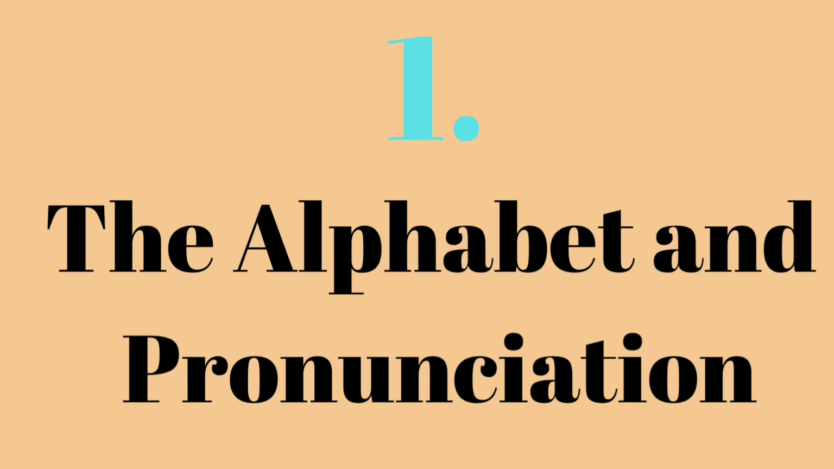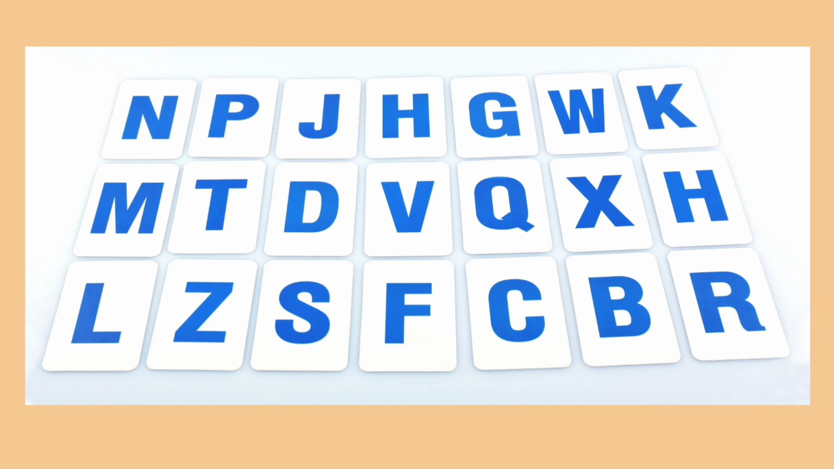First on our list is the alphabet and pronunciation. In English, there are 26 letters that can be grouped in two categories of vowels and consonants, but the way we pronounce them can change depending on the word. For example, we have the word knock. It doesn't start with N, it starts with K. Again, we have the word right. It doesn't start with R, it starts with the letter W.